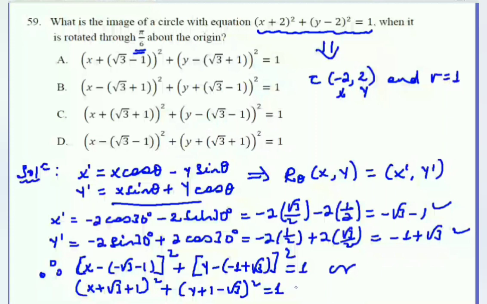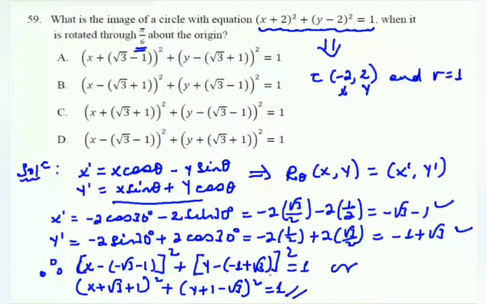So we need to look for the equivalent statement among the choices. Definitely this one is not, but this can be the answer, because minus of minus is plus, and 1 becomes minus. So C can be the best answer for the image of the circle after it has been rotated through the given angle about the origin.